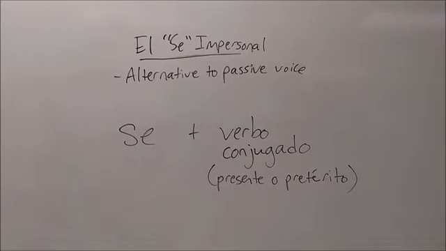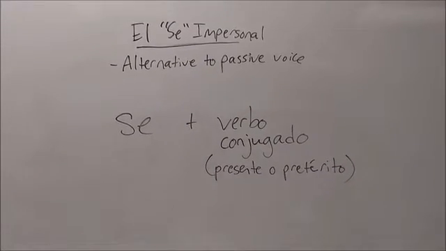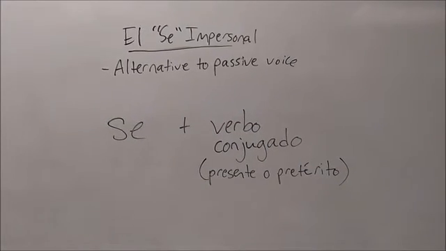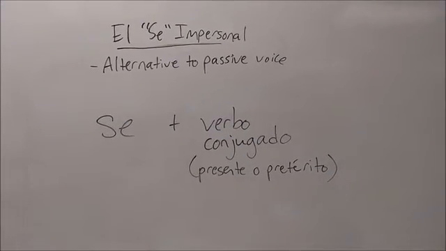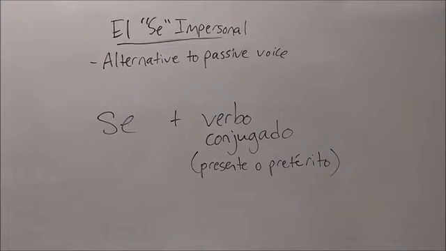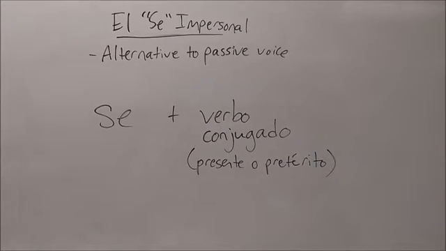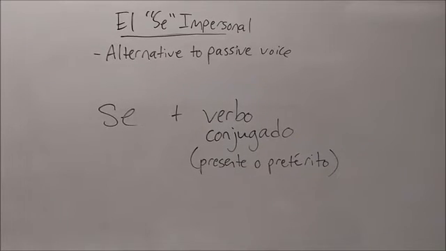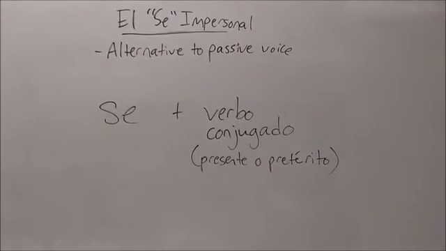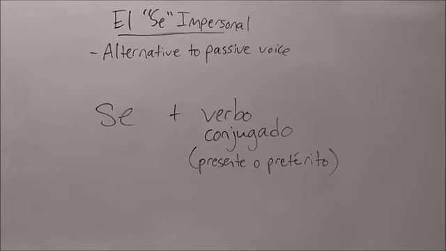Es el se impersonal. This is a structure that's used as an alternative to the passive voice. It really means the same thing. To make the impersonal se, first you need the word se, and then you put that se in front of the conjugated verb, whatever verb you want to talk about. This can be used in the present tense or the preterite tense.